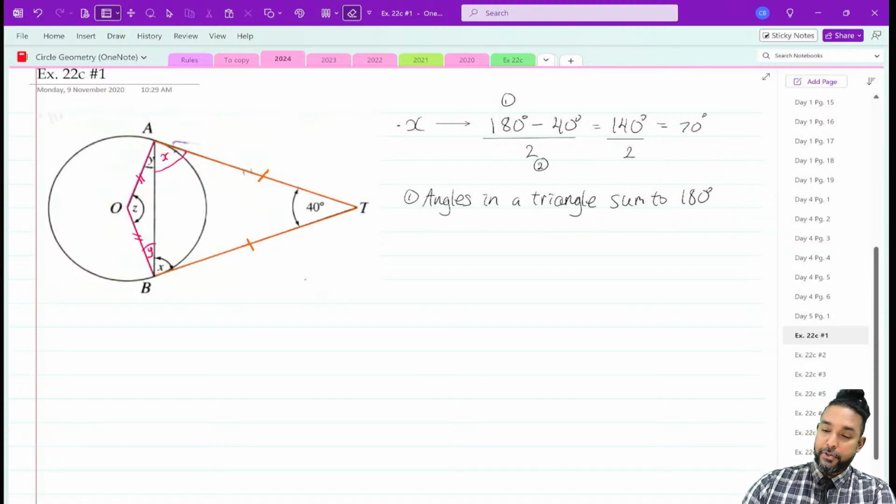And then item 2 was that base angles of an isosceles triangle are equal.